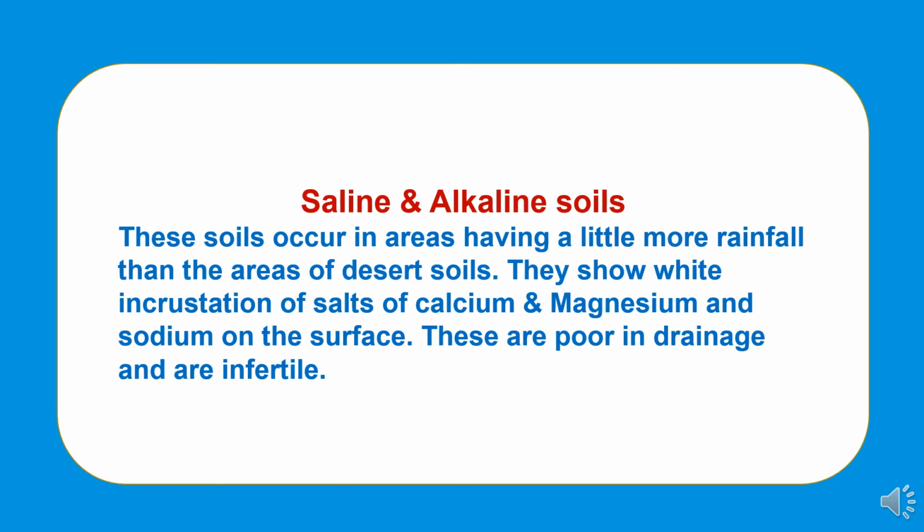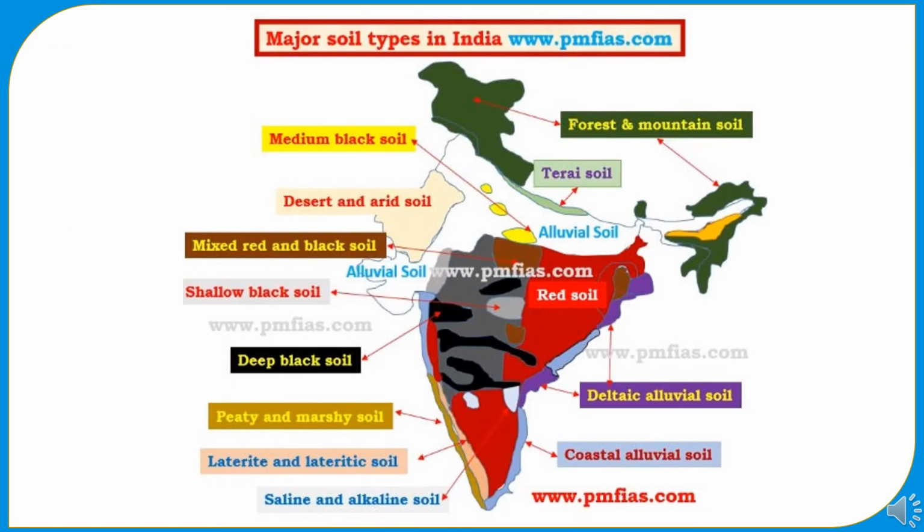Problematic soils, saline and alkaline soils. These soils occur in areas having a little more rainfall than the areas of desert soils. They show white incrustation of salts of calcium, magnesium and sodium on the surface. These soils are poor in drainage and are generally infertile. Here we have shown the Indian map which represents the soil distribution across the country.